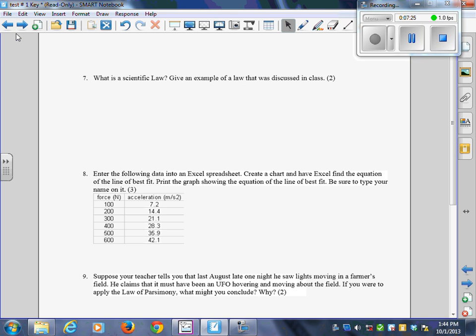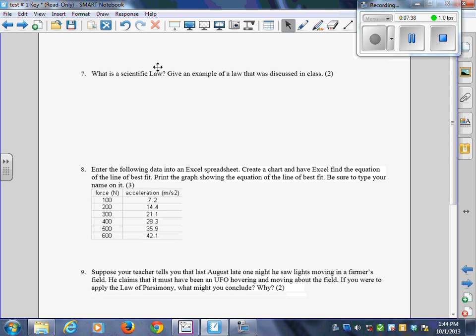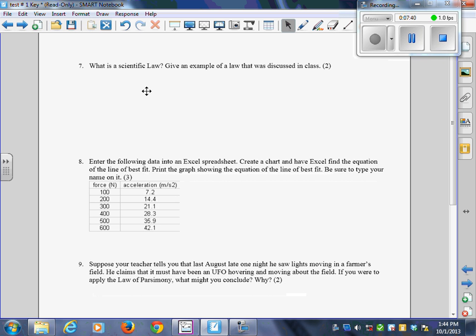What's a scientific law? A law is a regularity or pattern that we observe in nature. Something that we see always happen. Give an example of a law that was discussed in class. Most people put the "when I throw the tennis ball up, it comes down" law. You could say the law of parsimony, although, you know what? I thought to myself, I don't know if the law of parsimony is actually a law. Does it always happen? Is the simplest one always the... Well, maybe. I don't know. I kind of debated that a little bit in my head.